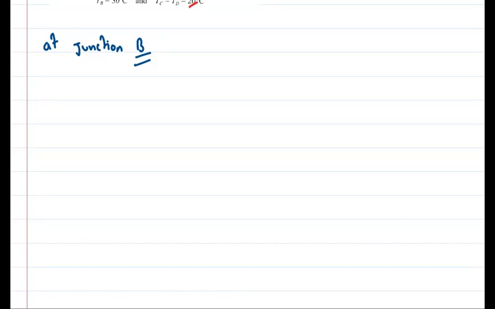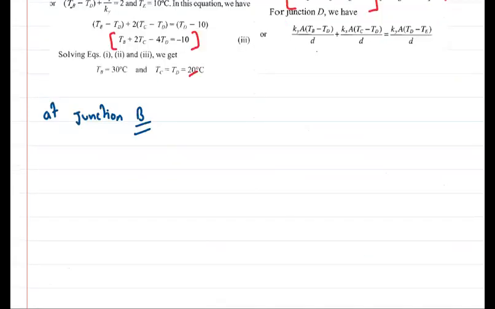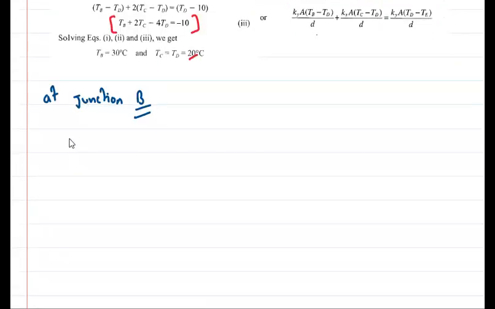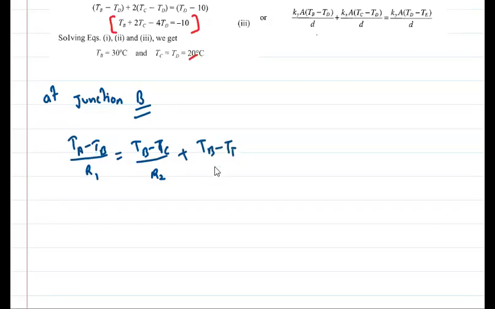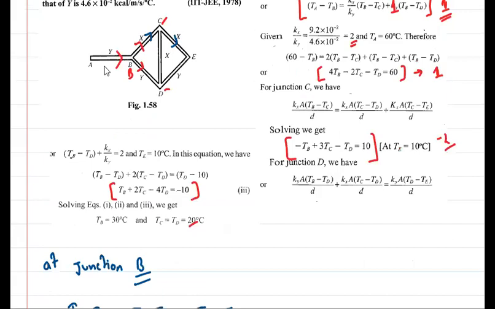Because length and area are the same. Now, see, length and area are given as the same. So at junction B, I can say TA minus TB by R1 is equal to TB minus TC by R2 plus TB minus TD by R3. Where R1 is this, R2 is this, R3 is this, R4 is this.